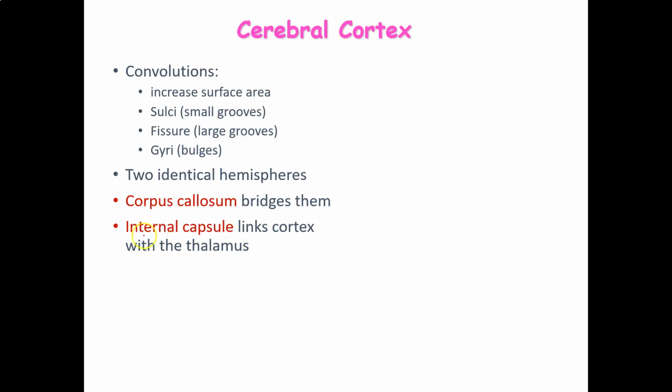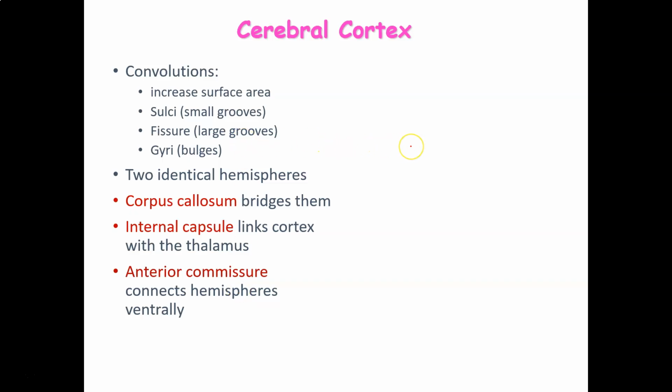The internal capsule is a white matter tract that links the cortex with the thalamus. When we talk about the thalamus, you'll know why we have so many axons connecting the cortex and thalamus in particular. The anterior commissure connects the hemispheres, but it does so on the bottom half of the brain, ventrally. So the corpus callosum can be found in the dorsal surface of the cortex, whereas the anterior commissure, you're going to find connecting things closer to the base of the brain, or ventral surface of the brain.